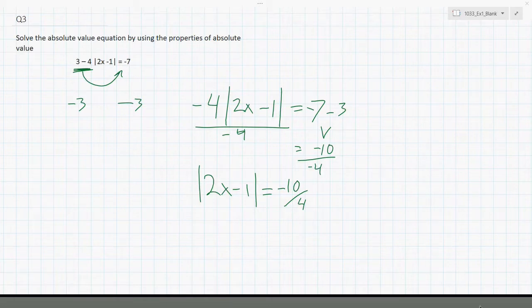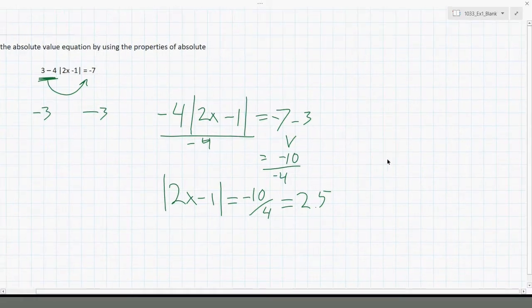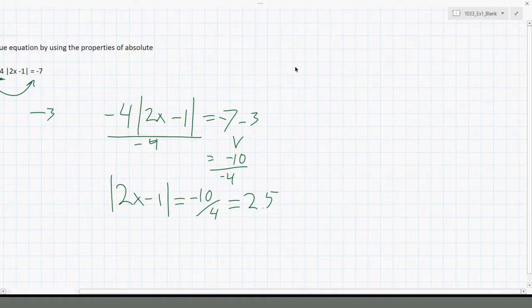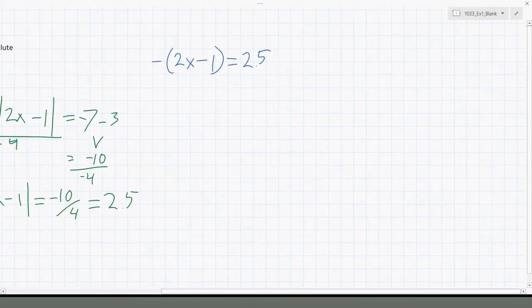All right. So at this point, we're going to treat that as equal to 2.5. And we're going to have both a positive and negative form of this. So I'm going to use my colors. I have the negative form in blue, which will be negative 2x minus 1 equals 2.5.